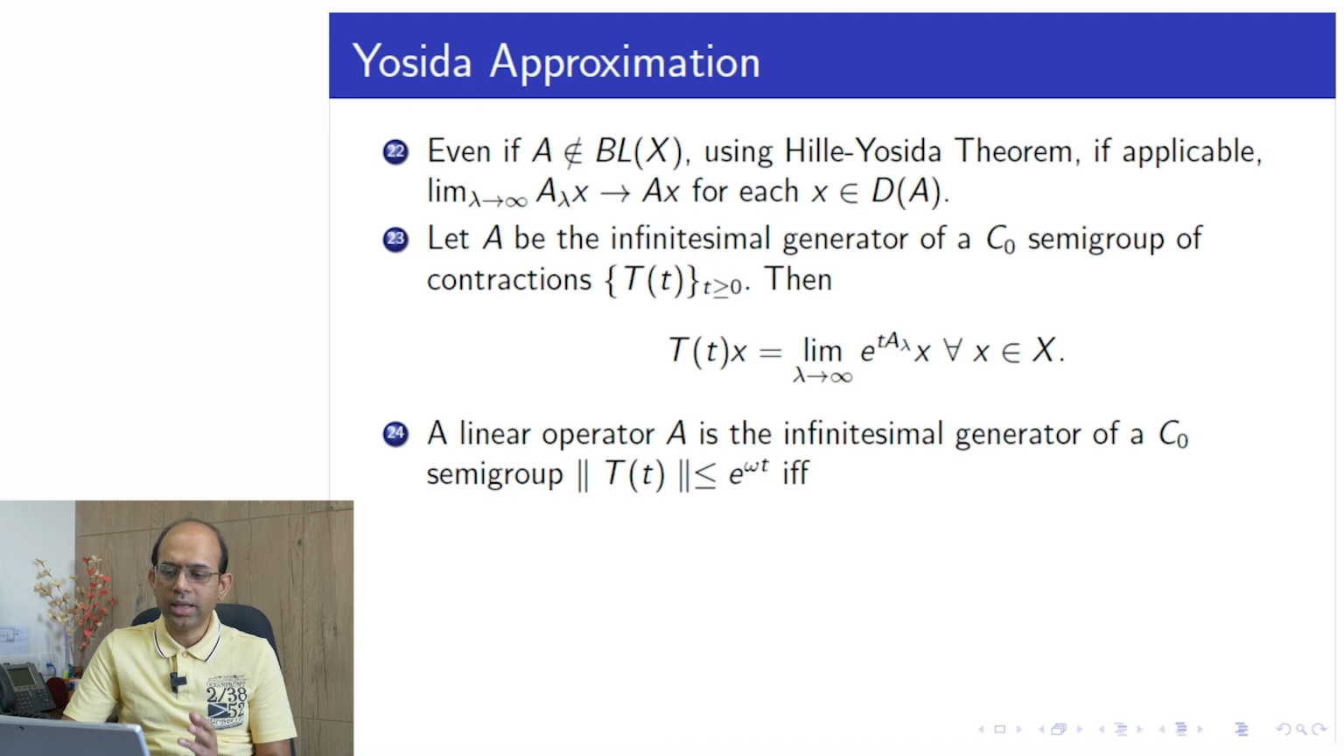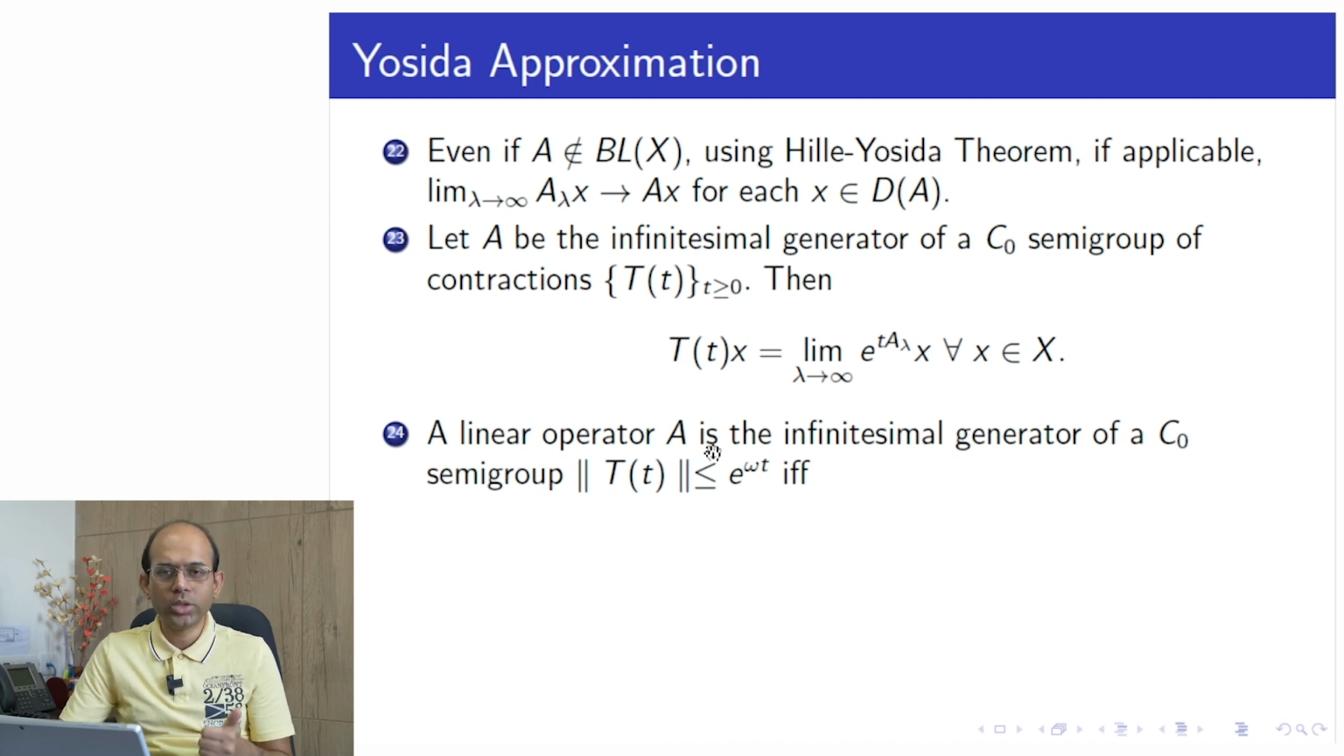A linear operator A is the infinitesimal generator of a C0 semigroup T(t), which satisfies the norm of T(t) is less than or equal to e to the power omega t, if and only if some conditions that we are going to see. Before showing these conditions, I would like to mention that this is an extension of Yoshida theorem. Why? Because in Yoshida theorem, you were looking only at the class of contractions, correct? So norm of T(t) is less than or equal to 1, bounded.